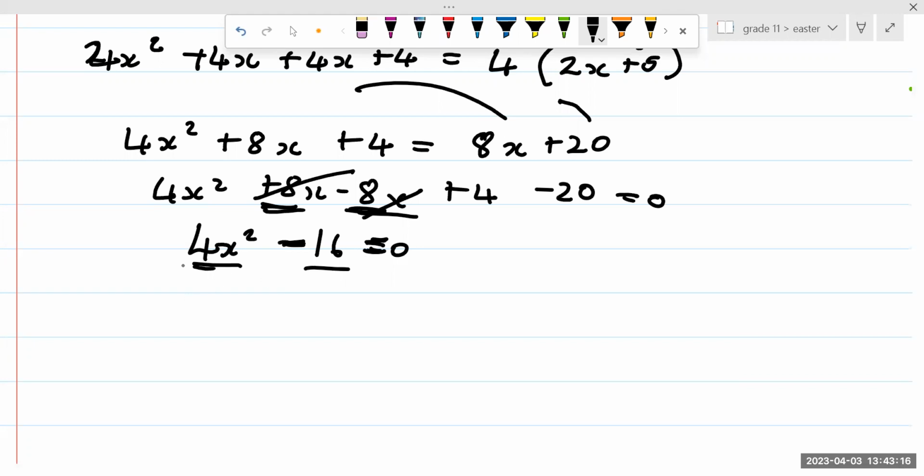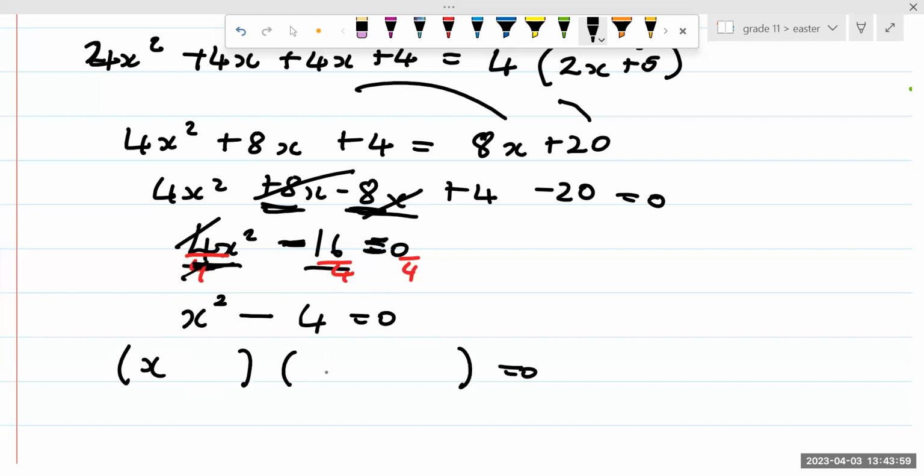Now we can open 2 brackets, equaling to 0. Or if you want, guys, you can simplify this a little bit further by dividing everything by 4. 4 divided by 4 gives us x squared, and then minus 16 divided by 4, which is 4, equal to 0. And then again we can factorize.